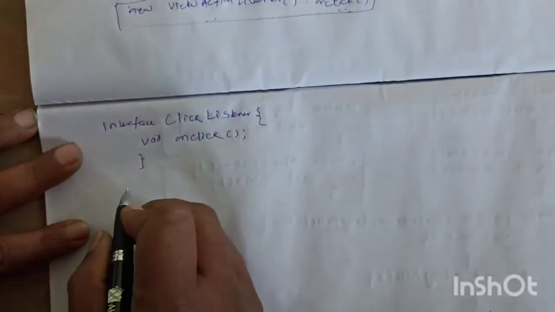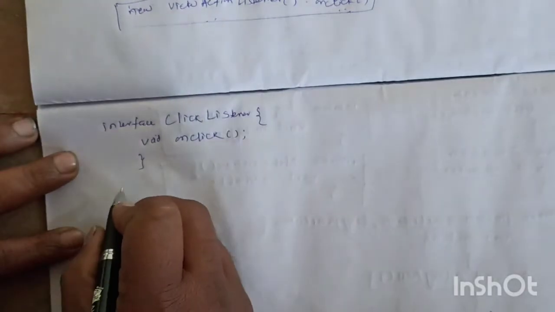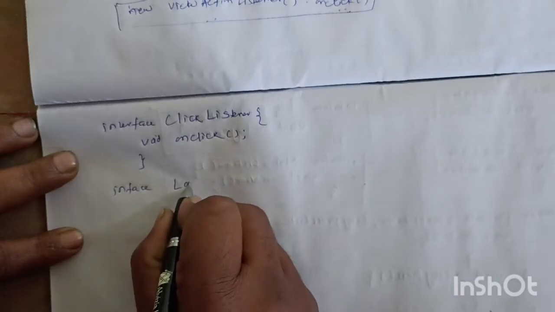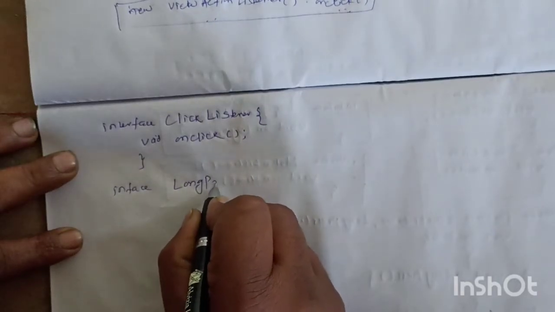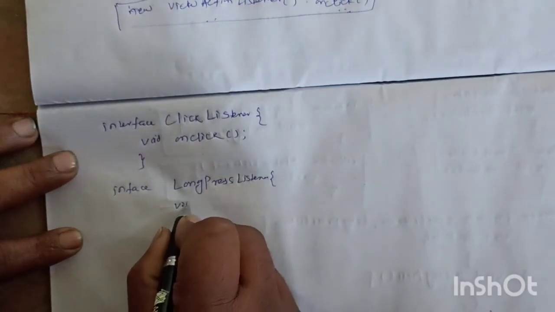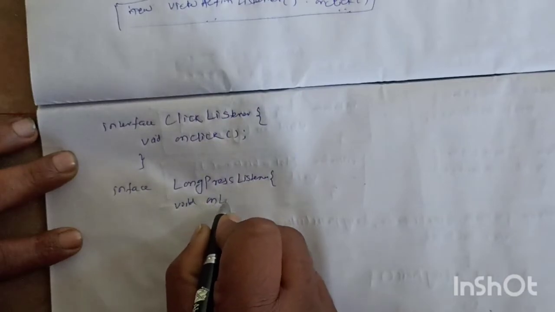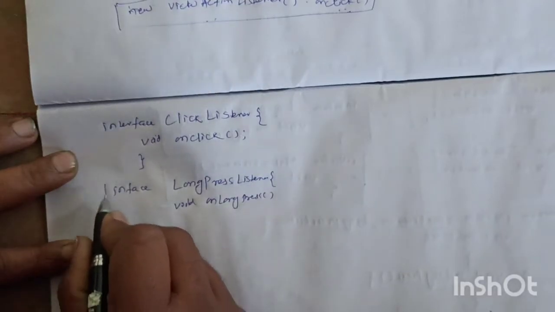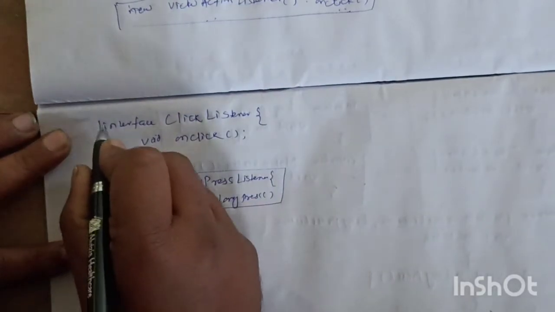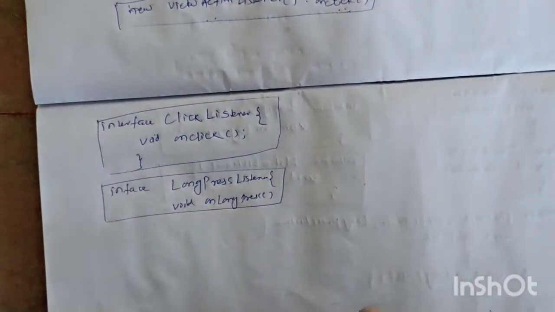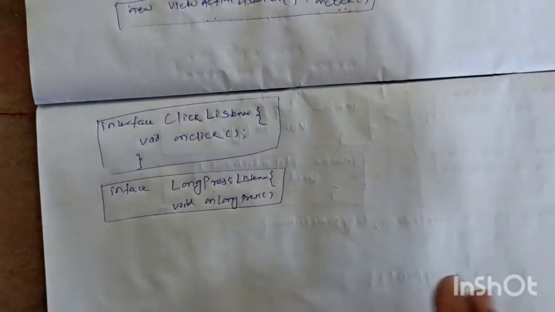Similarly, another interface will be long press listener, with void on long press. Similarly I need to write the other two interfaces. So based on my usage or based on my use case, I can implement multiple interfaces.